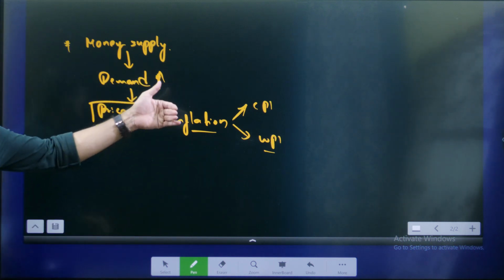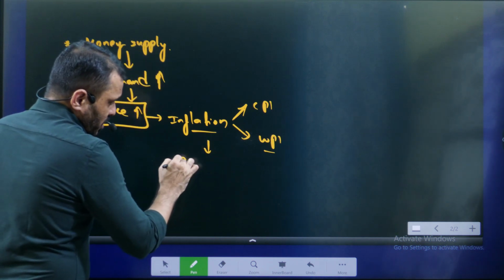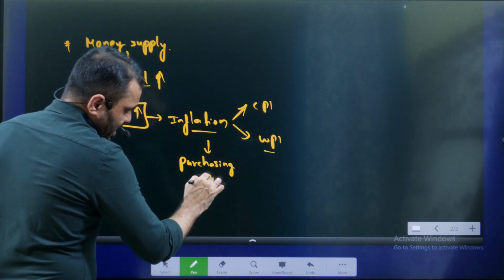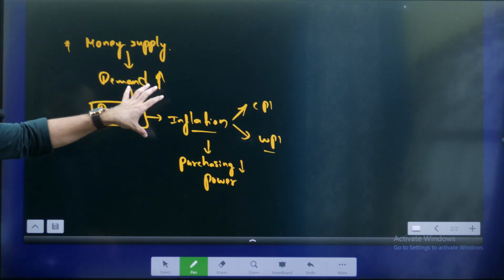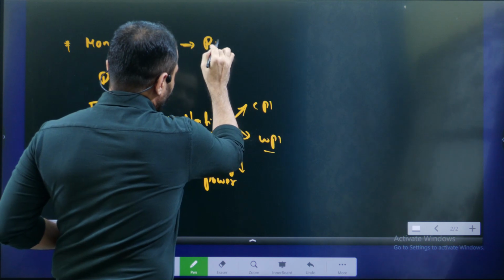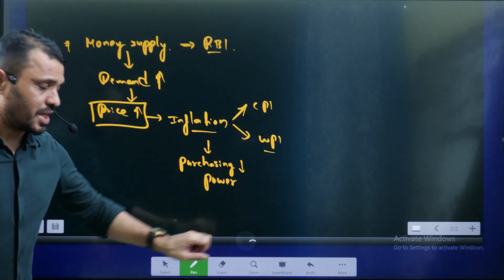So if the inflation is increasing, then what is the problem? The problem is that people's purchasing power will reduce. People's purchasing power will decline. That is the problem. To avoid that, the money supply will be regulated by RBI, so that these kinds of negative consequences can be stopped.